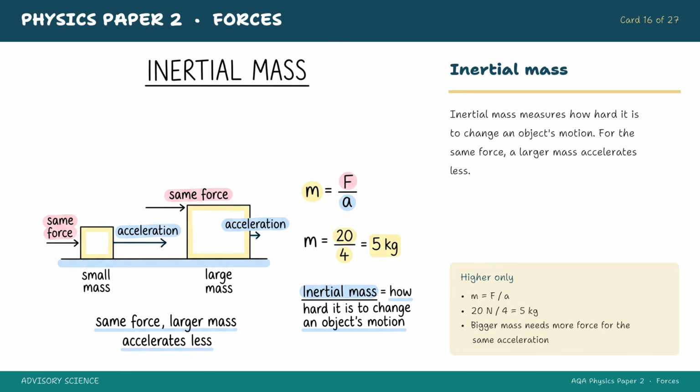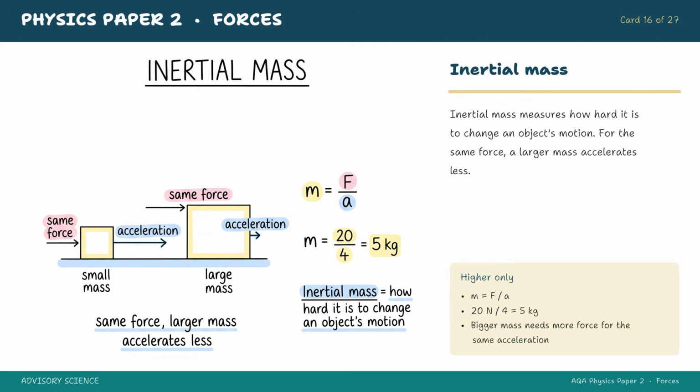To calculate inertial mass, start with Newton's second law. Force is mass times acceleration, F equals ma. If the question asks for mass, rearrange the equation by dividing both sides by acceleration. So mass is force divided by acceleration. M equals F divided by A.